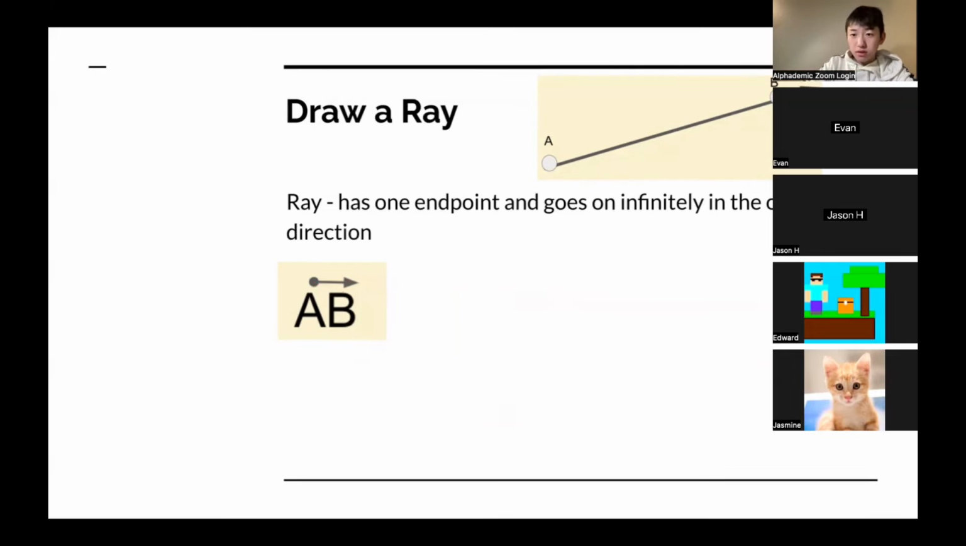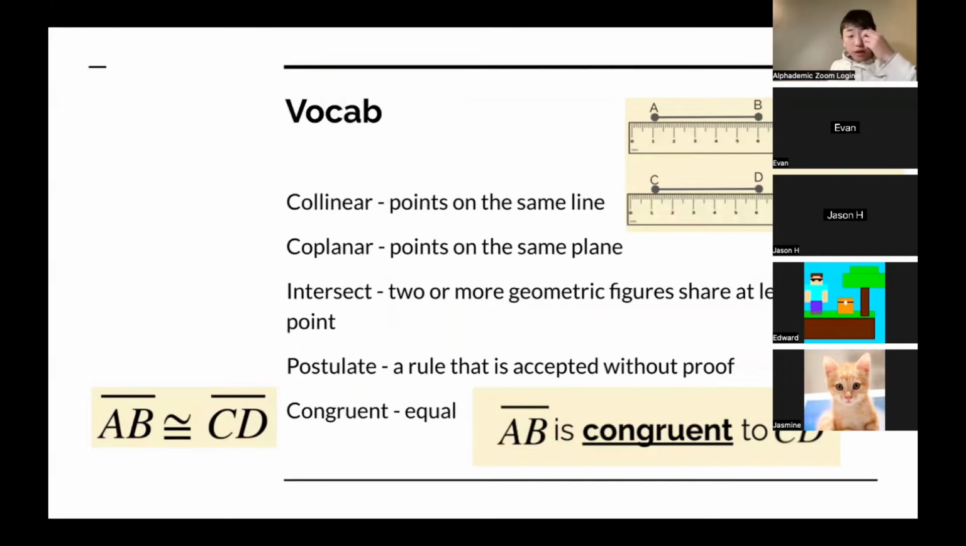Right. Next up, we have some other vocab. I would recommend you write some of these down. So collinear means points on the same line. Coplanar means points on the same plane. Intersect is when two or more geometric figures share at least one point.